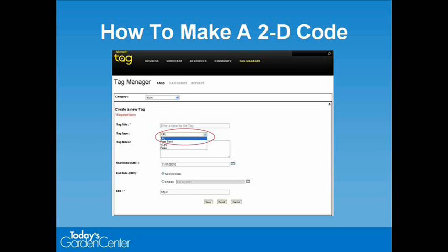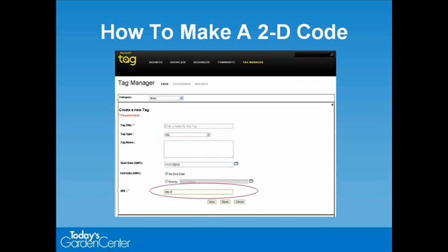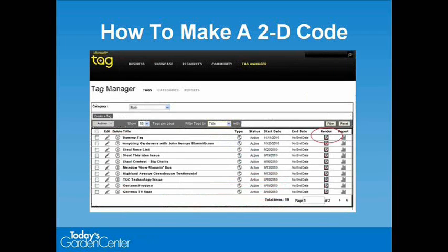Choose your tag type. If you want to send them to a website, click URL. With an MS Tag, you can choose when to have the tag active and when it can cease to be active. Or you can keep it active without an end date. Then type in the web address you want to send your customer to in the URL box. Then click Save.